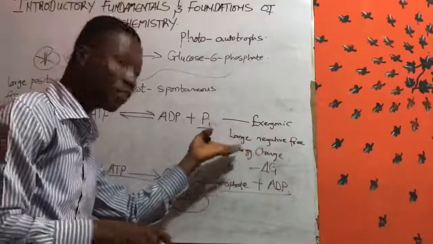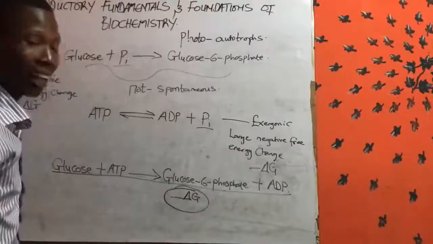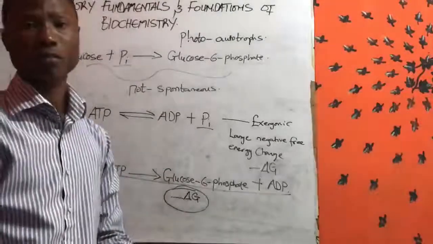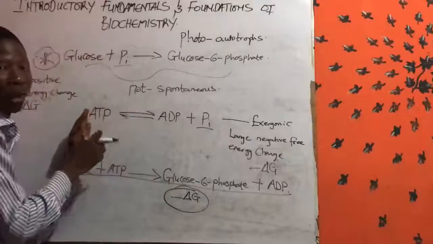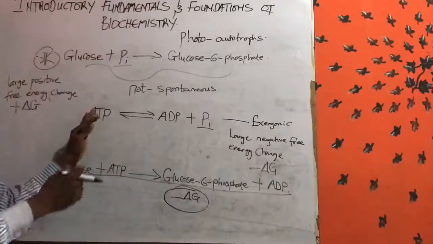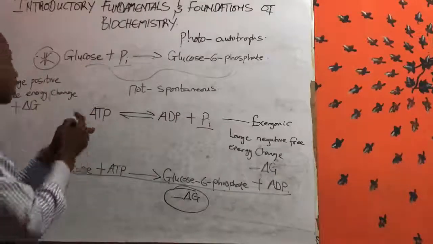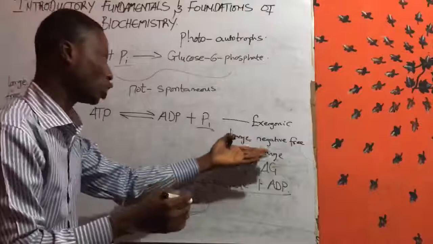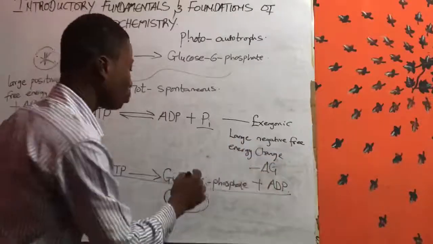Of course, the negativity here must be such that it can overpower the positivity here, such that the overall reaction will still be negative. Therefore, the hydrolysis of my ATP, we call this the hydrolysis of phosphoanhydride bonds, is going to yield a large negative free energy change, a large negative delta G.